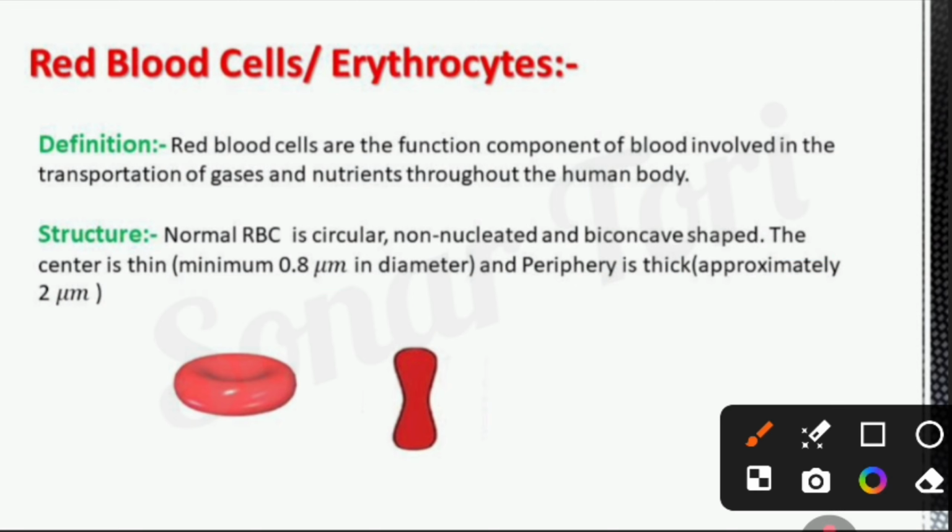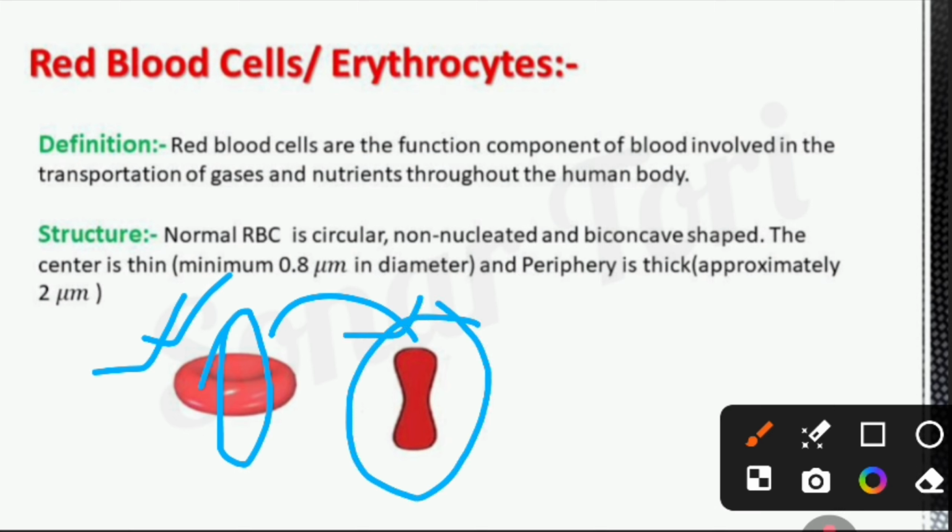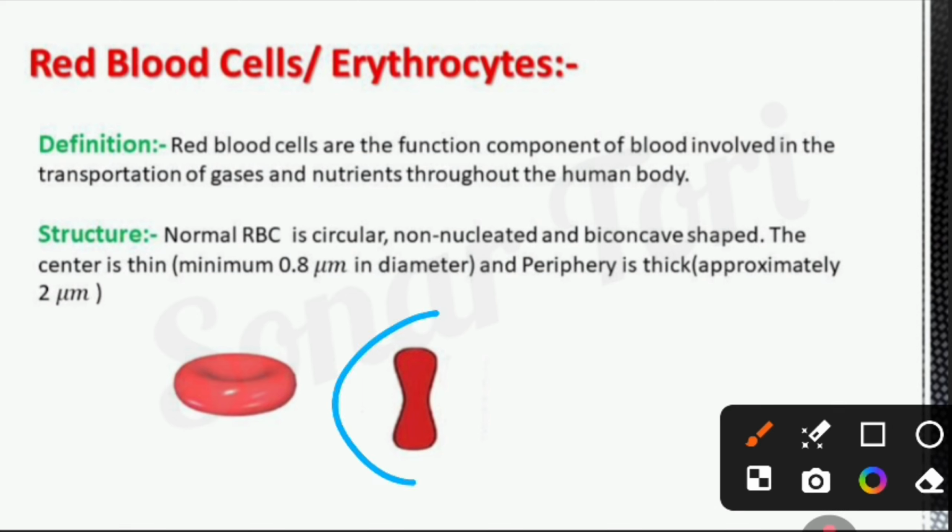You can see in this picture that there is a RBC and the total diameter of RBC is approximately 7 to 8 micrometer. If you cut it from the middle position and take a piece of the RBC, then it looks like a dumbbell. This is a dumbbell shape RBC. After cutting the RBC from its middle portion, we find this dumbbell shape, and the center thickness is 0.8 micrometer and the periphery is 2 micrometer.